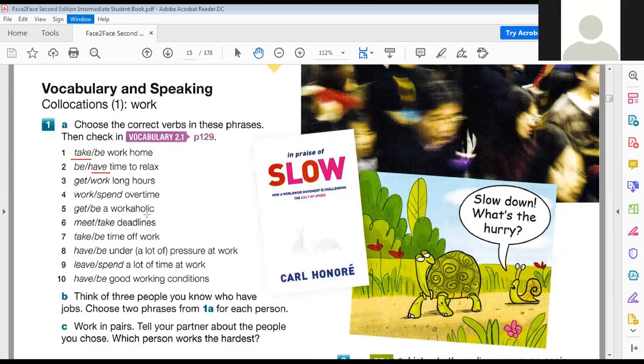What about number 3, Ihab? What do you think? Long hours. Which verb do you think is more suitable? Work long hours. Work long hours. That's better, because we cannot say get long hours.